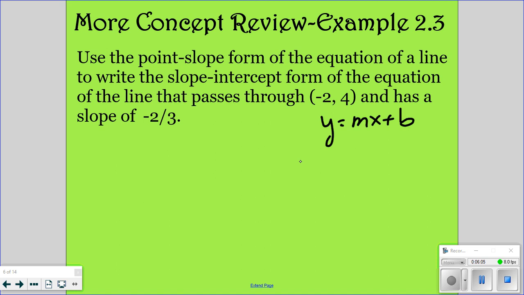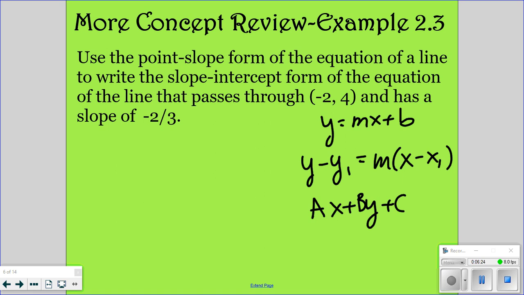Point-slope form is y minus y1 equals m(x minus x1). There's also general form or standard form, depending on which book you use. Sometimes they call them general, sometimes they call it standard. It just depends on the book. But that is another form for a line.